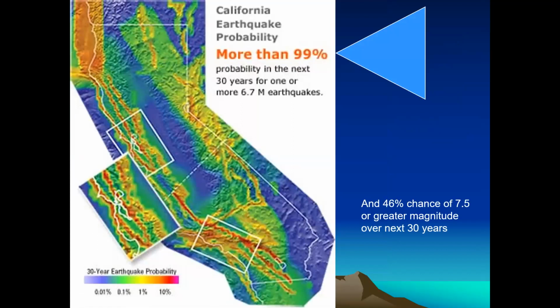So seismologists come up with these hazard maps. The latest hazard map shows that there's more than a 99% probability in the next 30 years for one or more 6.7 magnitude earthquakes. That's by calculating all of the probabilities along all portions of the fault lines. And there's a 46% chance of 7.5 or greater magnitude over the next 30 years. We hear San Andreas, but really the most dangerous fault in the Bay Area is the Hayward Fault. It has a higher probability of an earthquake happening than the sections of the San Andreas Fault in the Bay Area.